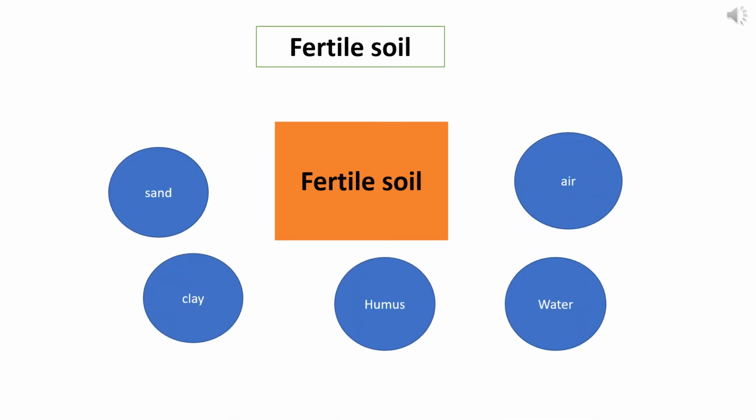Now let's have a look at the fertile soil. All these particles make the soil fertile. You can see a fertile soil has sand particles, clay particles, it has humus, it has water, and it also has air. And all these things make the soil fertile.